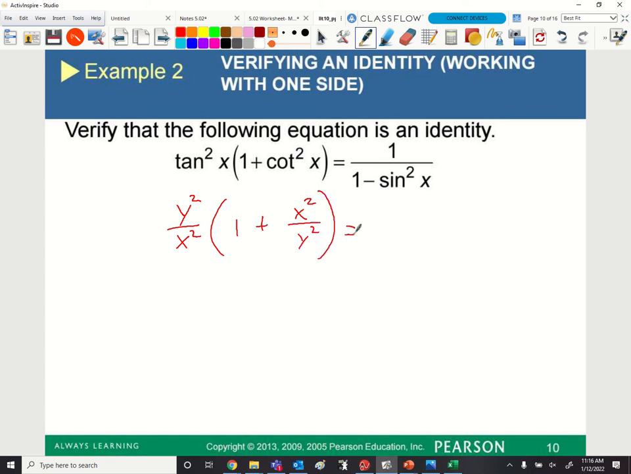Close it, equals. Now on the bottom I have 1 minus y over 1 squared. Yeah, y over 1 squared, but because it's already a fraction, I'm just going to say it y squared. So I don't want to make it look confusing, because it would be y squared over 1.